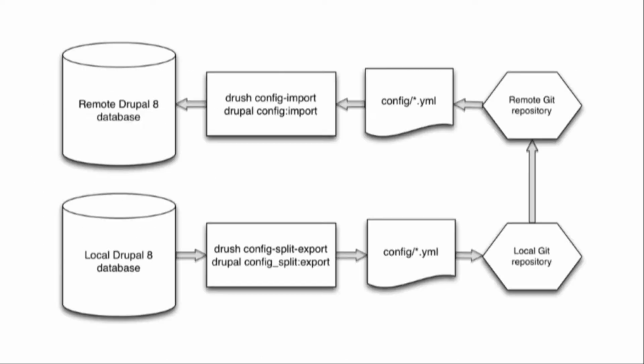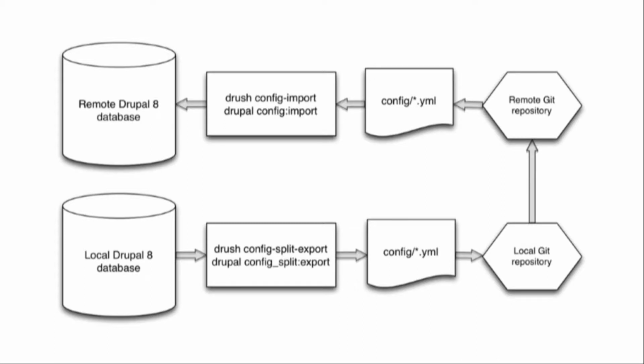The same idea in picture form. You start with either your local or a development server. You create that configuration, and then you run a command to export that configuration, which creates config.yaml files. You send those files to a Git repository, saving your work.